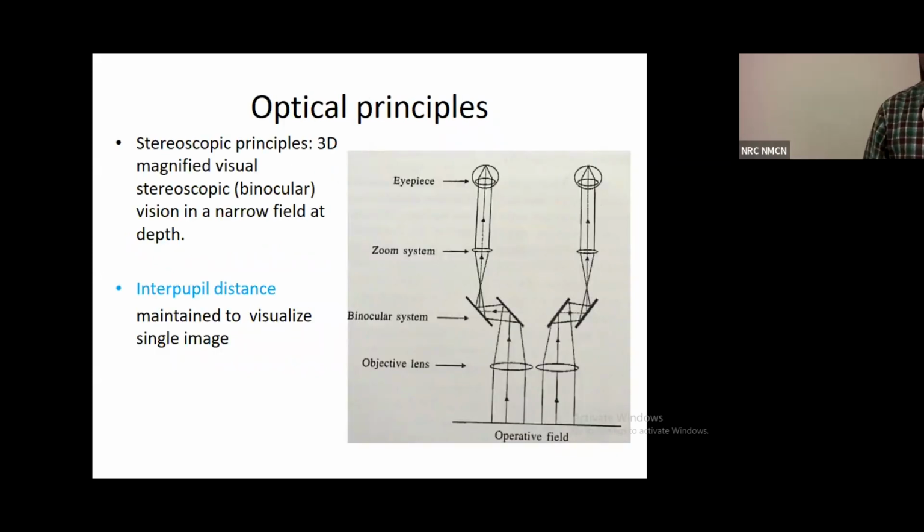Now this is the principle that I was talking about, the 3D principle. Basically the microscope provides a 3D magnified visual image of the binocular image. But the important thing is that you should know the interpupillary distance. It is extremely important, because, as I shall show in future slides, if you are unable to move the eyepiece together and it does not fit your interpupillary distance, then it becomes extremely difficult for you to operate on a surgery.